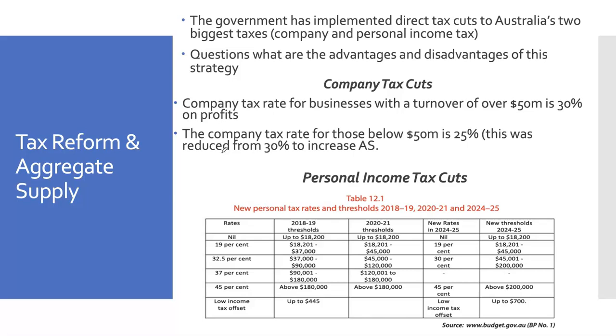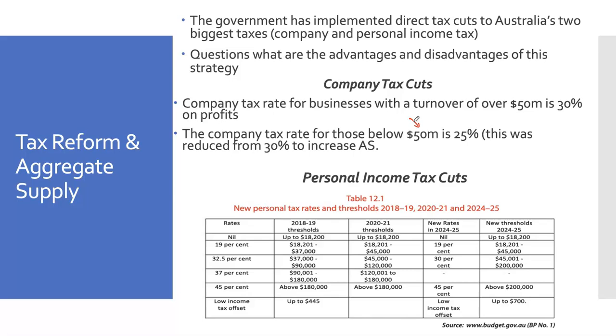However, the tax rate for those businesses that earn $50 million or less is going to be reducing to 25% from 30%. So all businesses that earn below $50 million, which is a lot, will be paying 5% less in their tax rate. And that's important. They'll be paying even less than that because their tax rate will reduce from 30 to 25%.